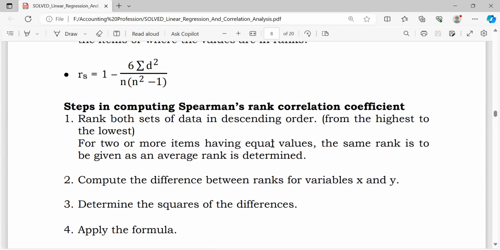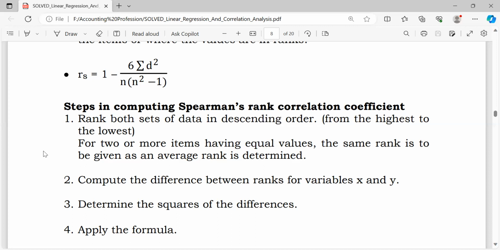For two or more items having equal values, no worries. Just put one and then the next will follow. And to determine the rank, you will have to take the average, right? So the same rank is given, an average rank is determined. Let's say you have two 70s, right? One 70 is on number 5, and the other 70 is on number 6. So you take 5 plus 6 divided by 2, and you'll have 5.5. So each of the 70s will have a rank of 5.5, something like that, right?